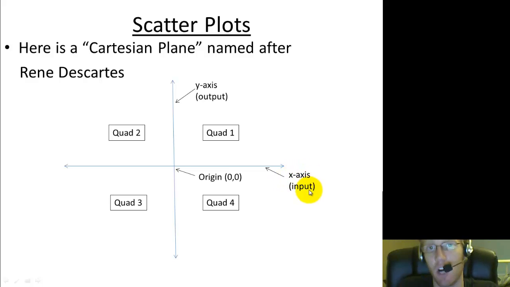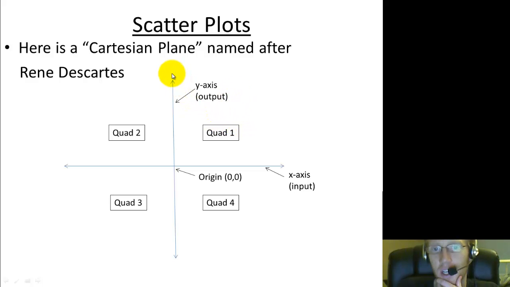So we use these kinds of graphs to show a relationship between an input variable and an output variable. It could be how much time you spend driving and how far you end up going, or how many hours you work and how much money you get. There are a lot of relationships where, if you know how much input there is, you can figure out how much output there is, and you can show that relationship graphically.